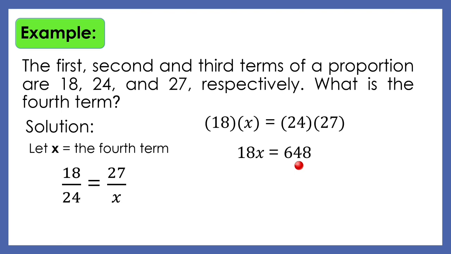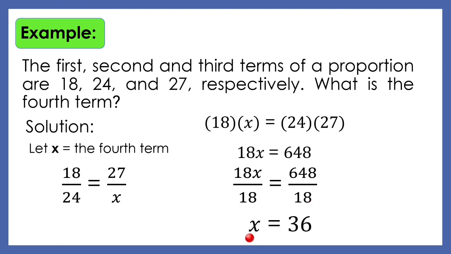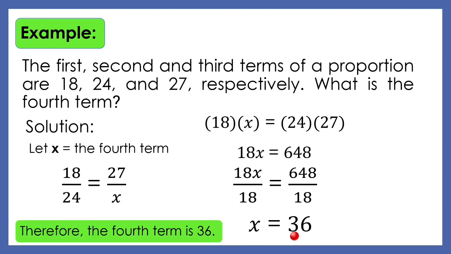We apply the division property. Divide both sides by 18. 18x divided by 18 is x, while 648 divided by 18 is equal to 36. Therefore, the value of our fourth term is 36. Therefore, the fourth term is 36. A proportion can be written in different ways. Our next video is about properties of proportions that we can use in solving word problems. So, just keep on watching.